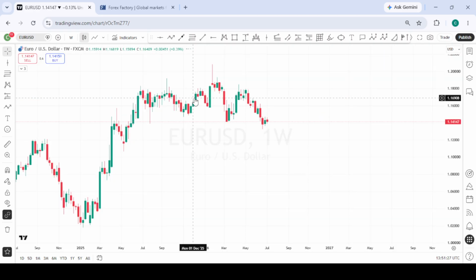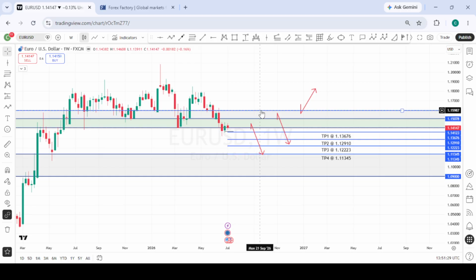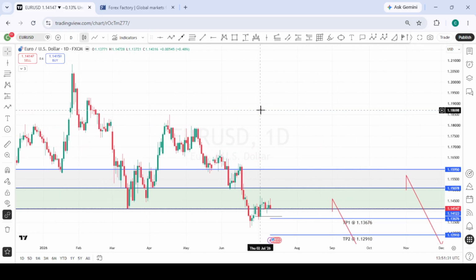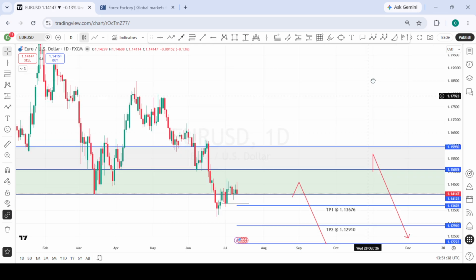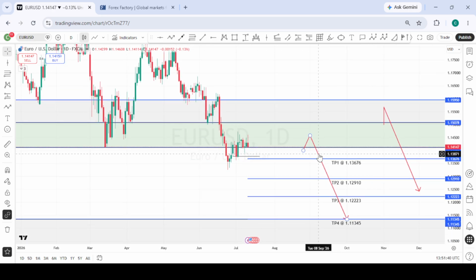So let's see, this is EURUSD. Going into next week, last week we anticipated a pullback into this area of interest to give us selling opportunities. Price played around for some time and we didn't see any significant move here.